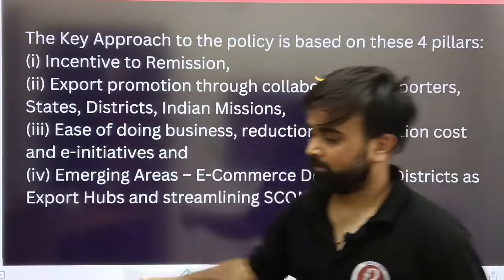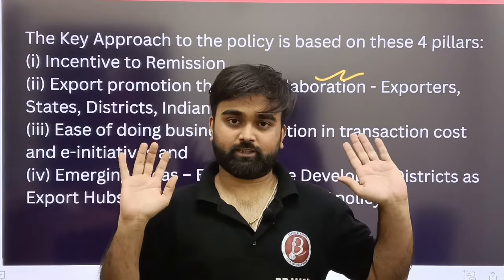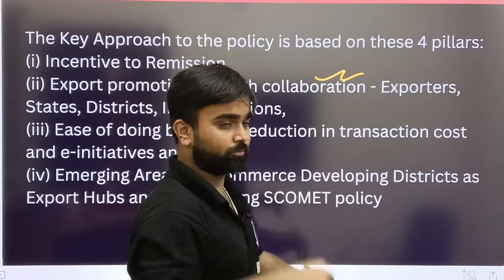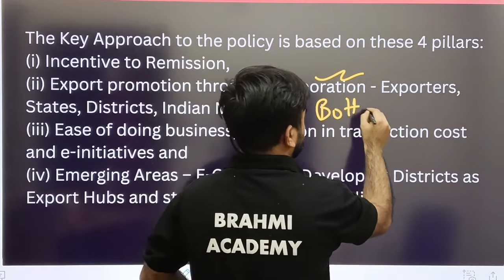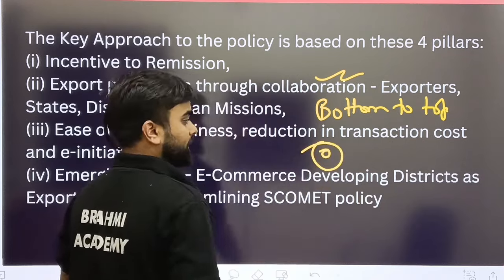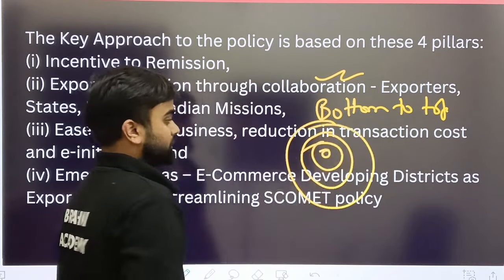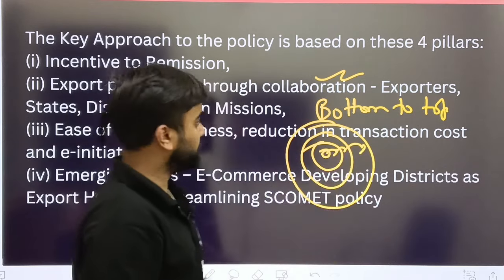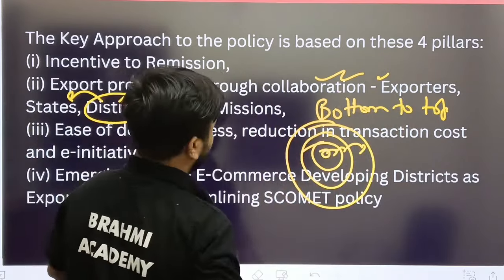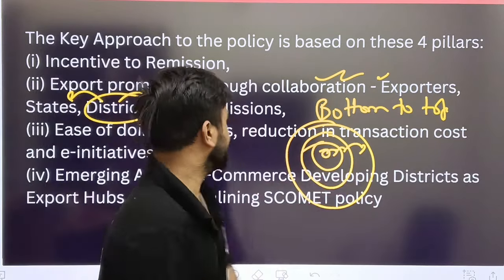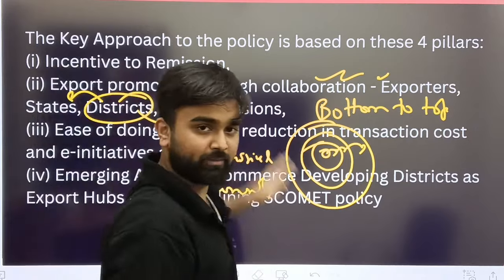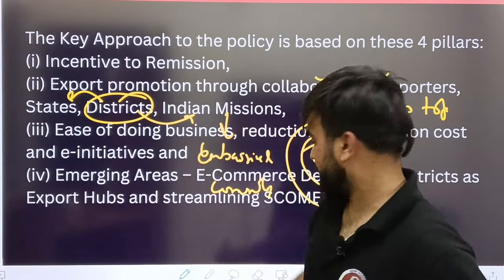The next is collaboration. Understand, nothing on this earth is possible without collaboration. Business is all about collaborating with each other. Now what we are trying to do is go from bottom to top. Initially, we have a district in a state. The state is in a country, and the country is related to the world. So it goes from district to state, state to country, and then country to the world. So we are collaborating those exporters. Anyone who is trying to export is an exporter. The exporter will go to the district, the district will go to the state, the state will go to the country, and then to the Indian missions abroad. Indian missions are what? These are embassies and consulates. So using embassies and consulates, they are trying to do this. And how exactly they are trying to do it, I'm going to tell you in the next slides.